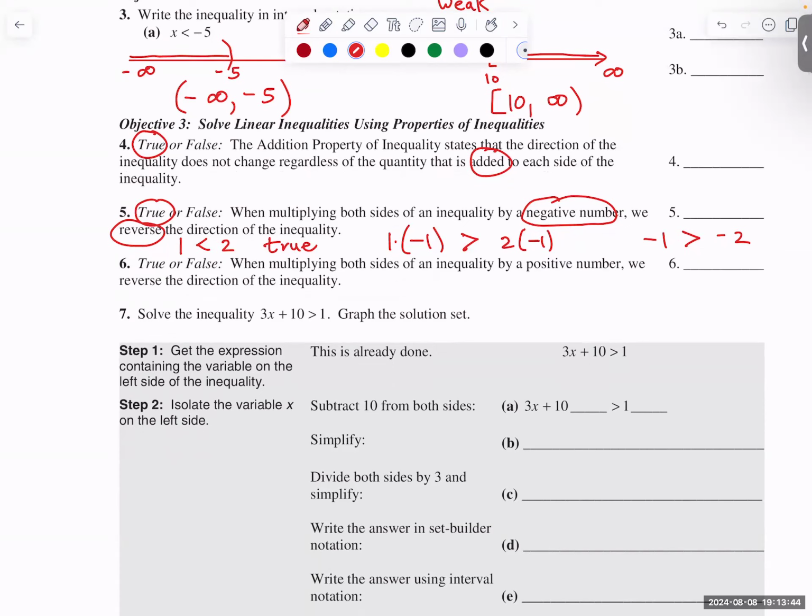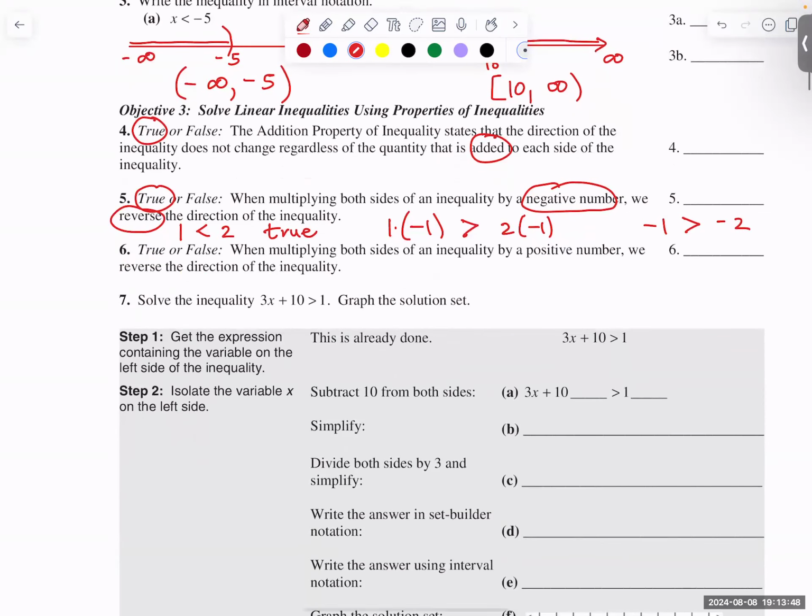Number 6, true or false, when multiplying both sides of an inequality by a positive number, we reverse the direction of the inequality. This is false. When multiplying both sides of an inequality by a positive number, we keep the inequality symbol in the same direction.